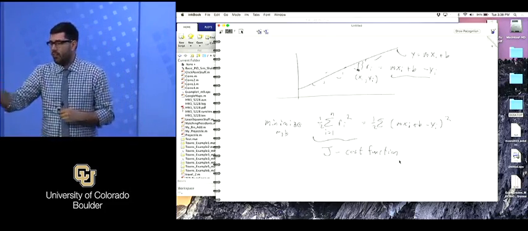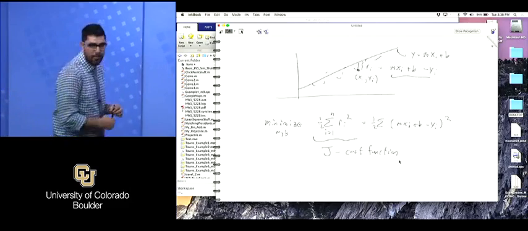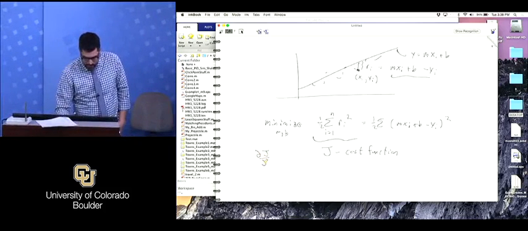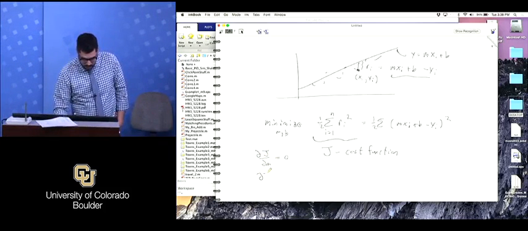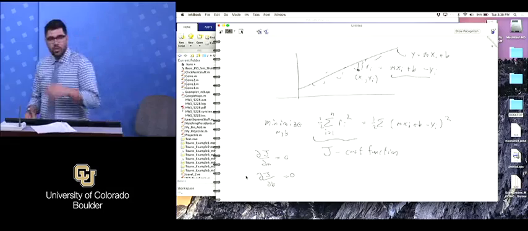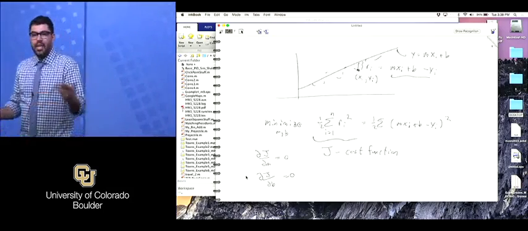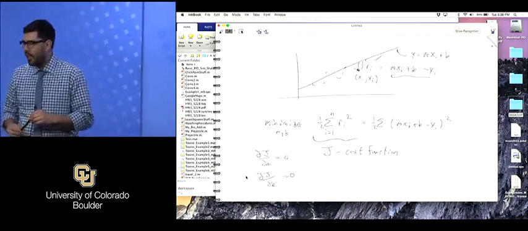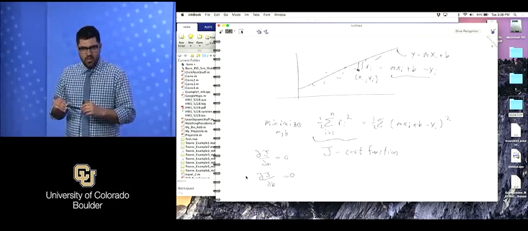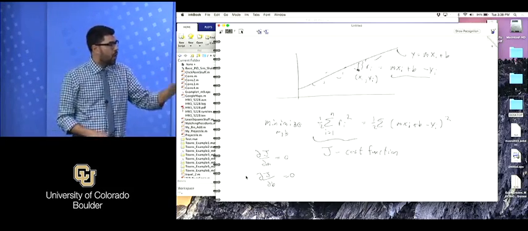You take the derivative, del J del b and del J del m, and you solve those. So if I do del J del m equals 0 and del J del b equals 0 and solve these two, I can get that funky m and b equation that I showed you at the end of the last lecture. We on the same page? Cool? Stop me. Okay. All right.